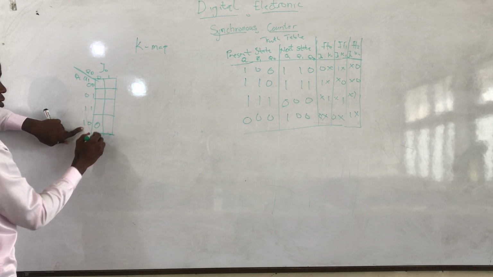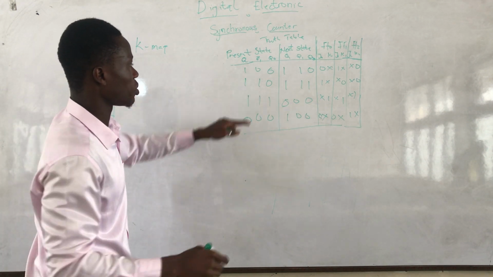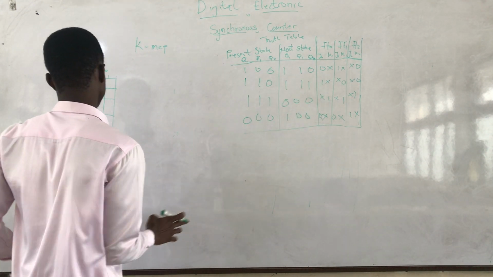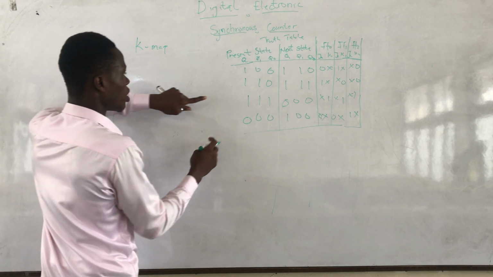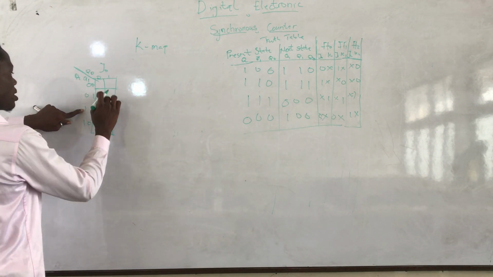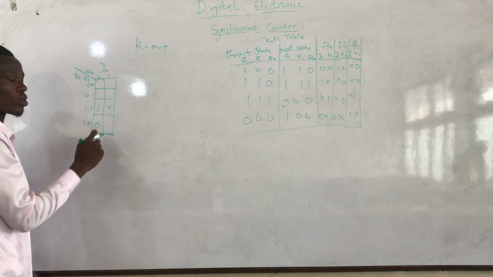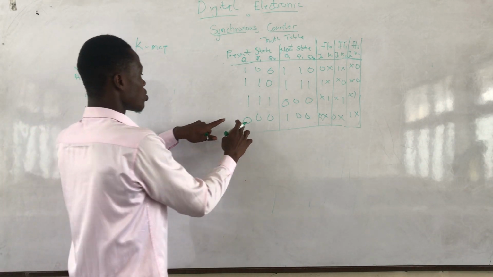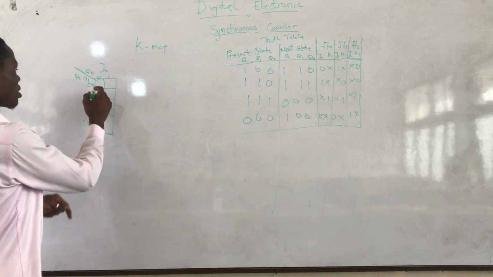This center is 0. So our next one is 1 1 0. 1 1 0 must be 1. So 1 1 0 is here, it must be 1. You're having our 1 1 1 is x. X is don't care. X is considered as don't care. So we're having 0 0 0 as 0.